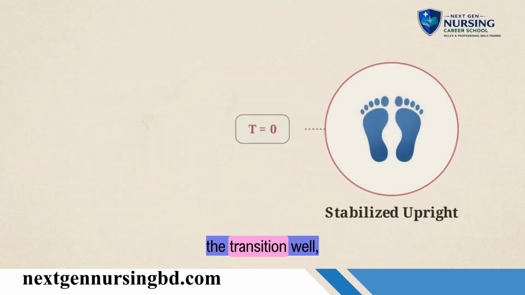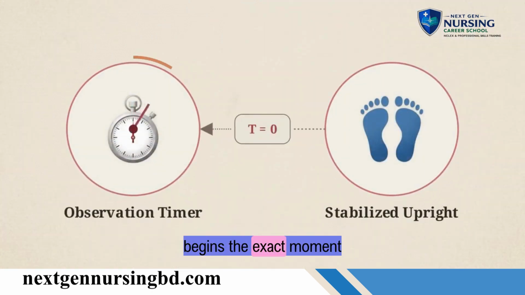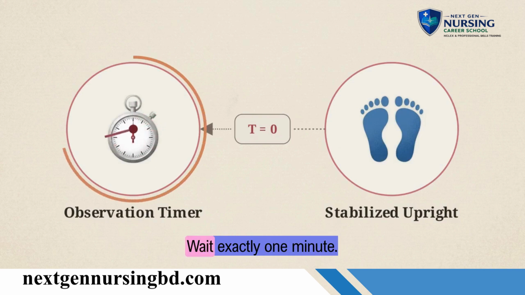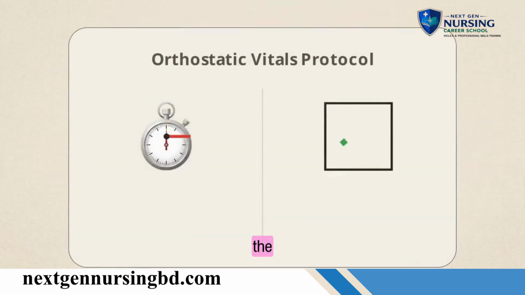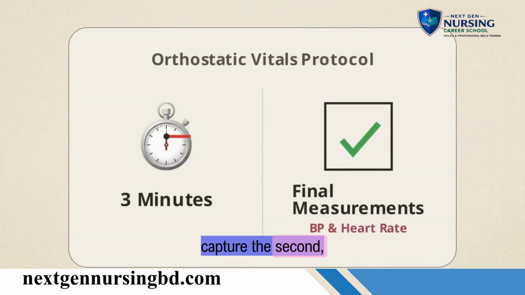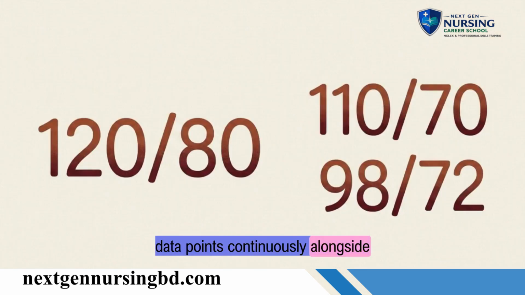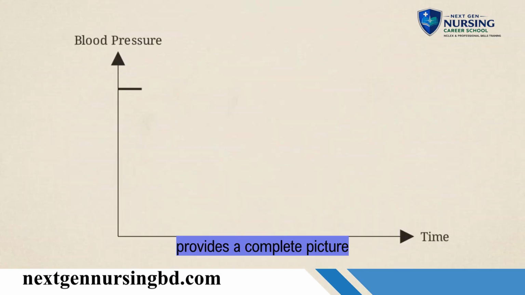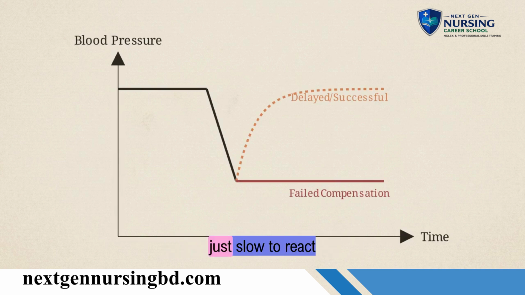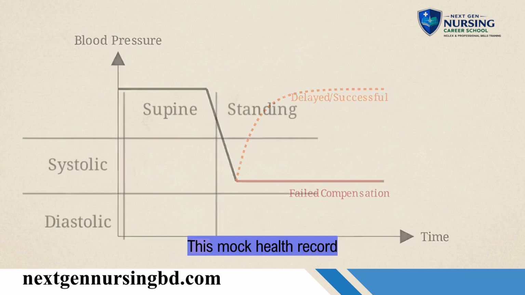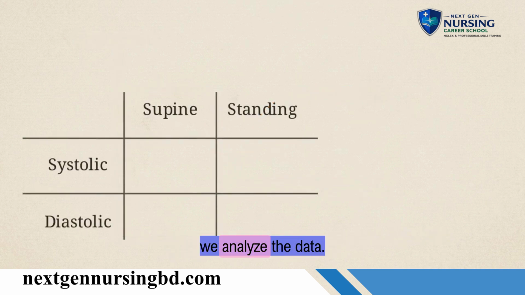If the patient handles the transition well, the observation timer begins the exact moment they are stabilized on their feet. Wait exactly 1 minute. Then, measure and document the first standing blood pressure and heart rate. Keep the patient standing. When the timer hits 3 minutes, capture the second, final set of measurements. Record these standing data points continuously alongside your original supine baseline for comparison. Capturing these 2 distinct timeframes provides a complete picture of whether the cardiovascular system's compensatory mechanisms are just slow to react or completely failing.